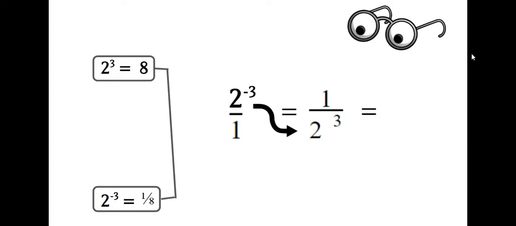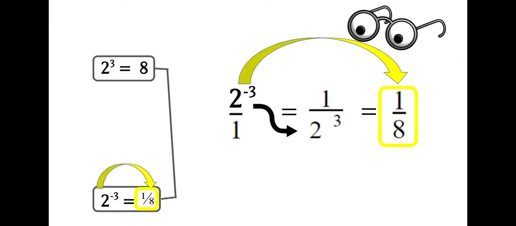Now, if I continue to evaluate that, I'd have 1 over 8 because 2 times 2 times 2 is 8. And now we can see that 2 to the negative third power, yes, it is 1/8. And this is why and how it works. Okay?